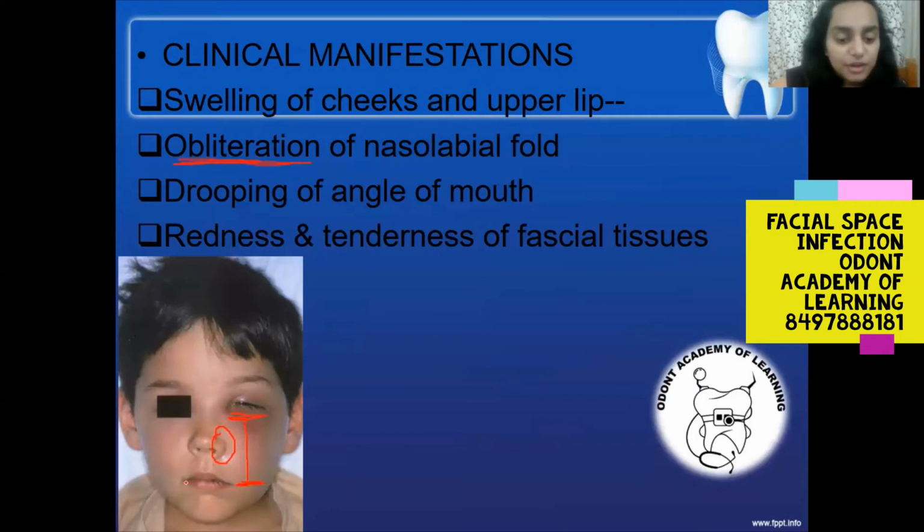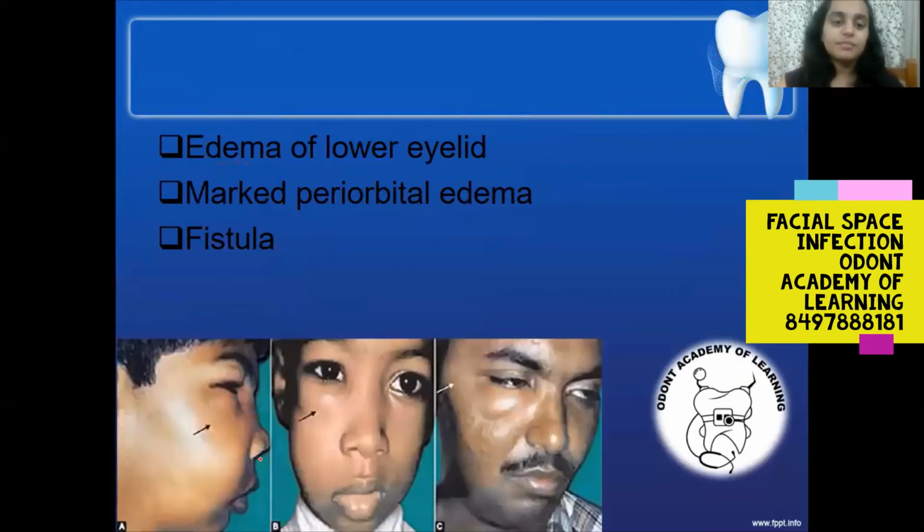And if you can appreciate here again, the angle of the mouth on the right side is quite straight, whereas in this case, it is slightly distended downwards. So this is called drooping of the angle of the mouth. Apart from this, the skin overlying the swelling appears slightly tense and red. And in long-standing cases, it can lead to an extraoral opening called a fistula.